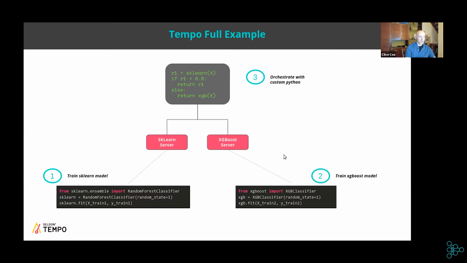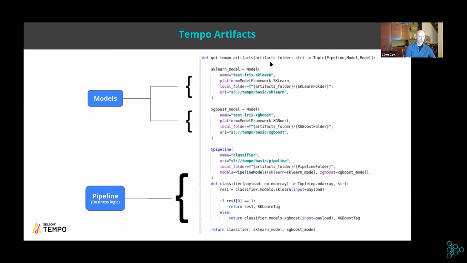This is how it all ties together. So you can imagine, you train your sklearn model using some standard sklearn. Maybe you train your XGBoost model. You've got those ready. You create the Tempo artifacts, and you bring it all together in an orchestration component. So here's the full Tempo artifact Python code for that example we showed on the previous slide.